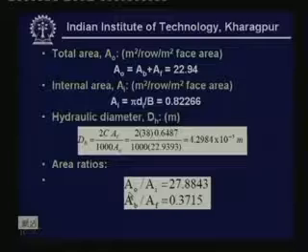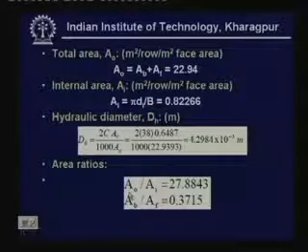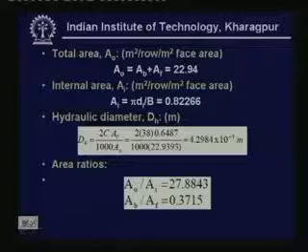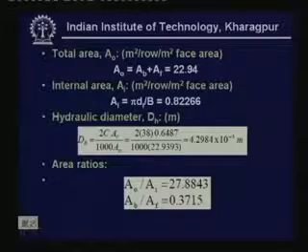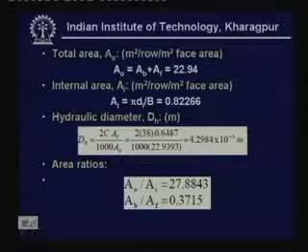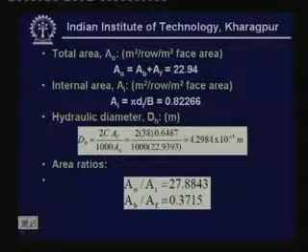Then the total area A naught is nothing but AB plus AF, that is, bare tube area plus fin area. That is found to be 22.94 meter square per row per meter square face area. And the internal area is AI, and the formula for AI is pi di by B, and this works out to be 0.82266 meter square per row per meter square face area.